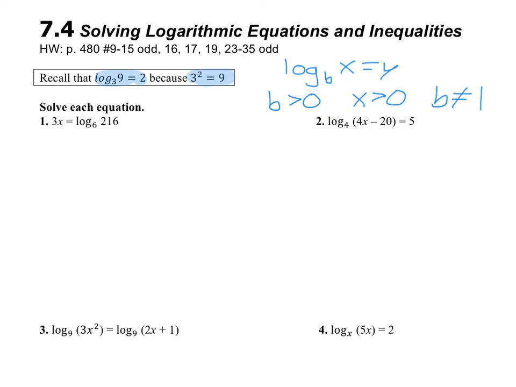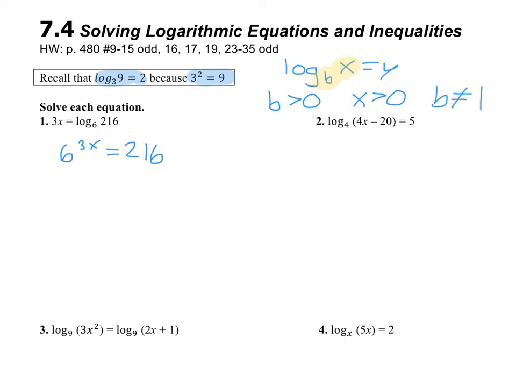Okay, so for number 1, we're going to take that logarithmic equation and change it to exponential form. So log base 6 of 216, 6 is the base, 3x is the exponent, and this equals the argument, which is 216. So quick review of vocab. The number down here is the base, and then the x is called the argument.